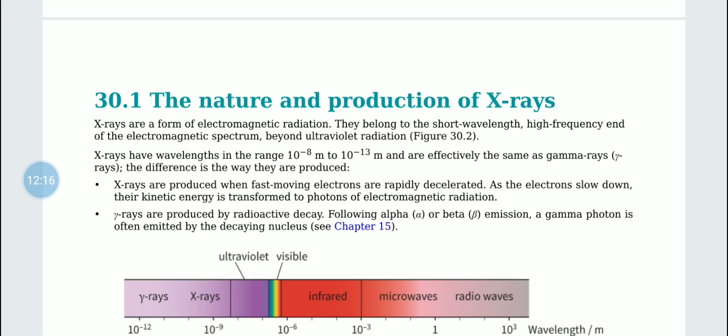Put a star and write down: X-rays are produced when fast moving electrons are rapidly decelerated, which emits its kinetic energy as photons of electromagnetic radiation. Then gamma rays, put a next star and write down: gamma rays are produced by radioactive decay.